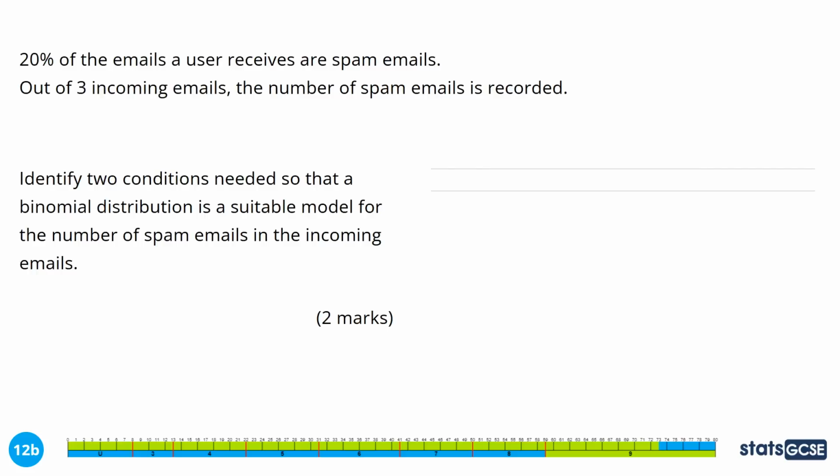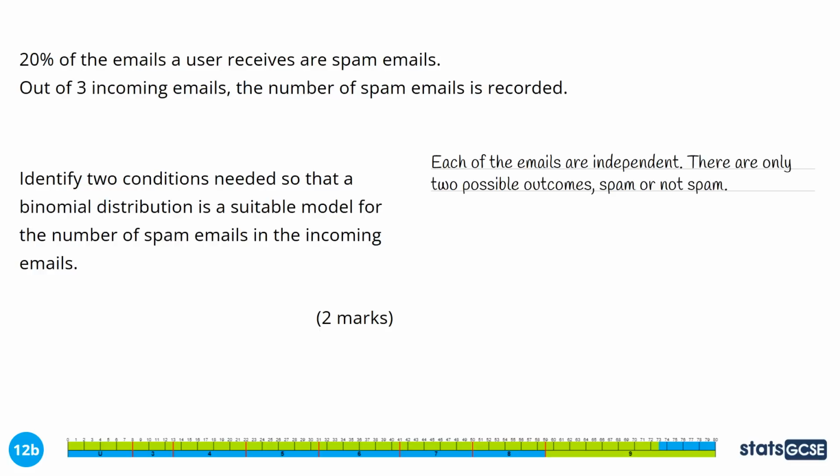For the binomial distribution, the events need to be independent, so each of the emails are independent, meaning that if you have a spam email, it's not going to increase or decrease the likelihood of receiving another one, so the probability remains the same. Also, there are only 2 possible outcomes, either spam or not spam.